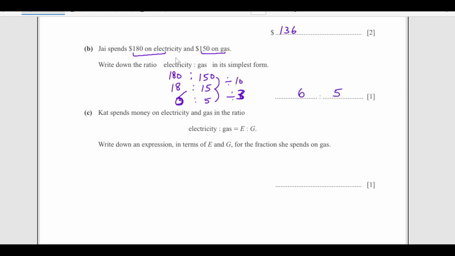Okay. Now, Kate spends money on electricity and gas in the ratio. This is the ratio given. Write down an expression in terms of E and G for the fraction she spends on gas. So, we are looking for the fraction of gas out of the total, right. So, the fraction of gas, gas is G and the total is going to be E plus G, because we are looking for both. So, that will be the answer.